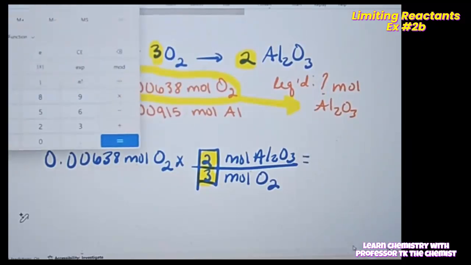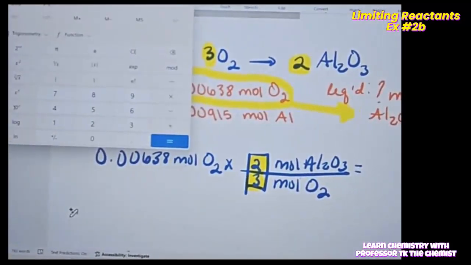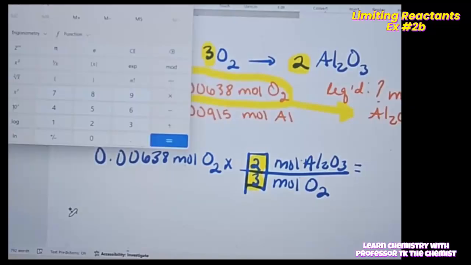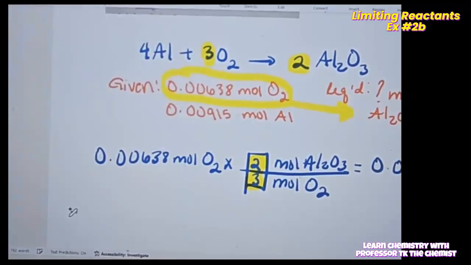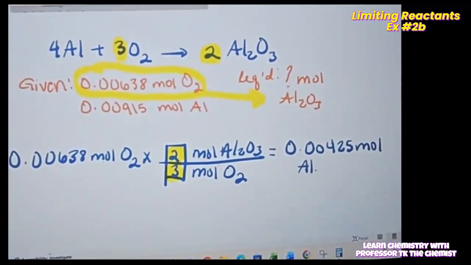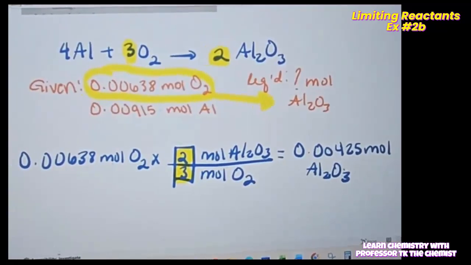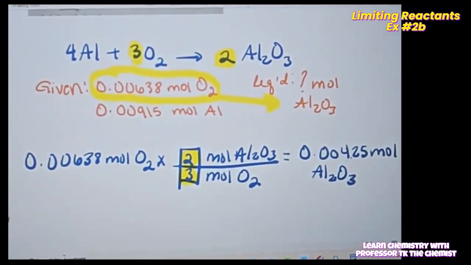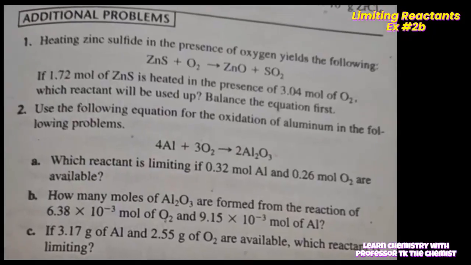We're going to say 0.00638 times 2. Then divide that by 3, and you get 0.00425. And we're going to use just the three numbers, 0.00425 moles of aluminum oxide. And that is our answer right there. We need it for part C now.